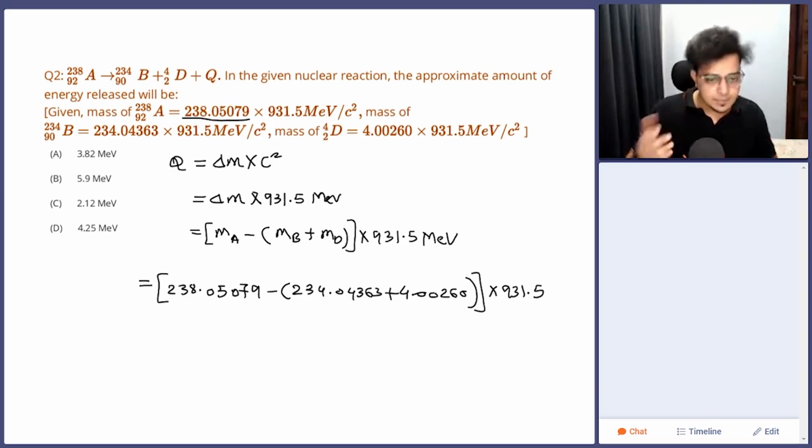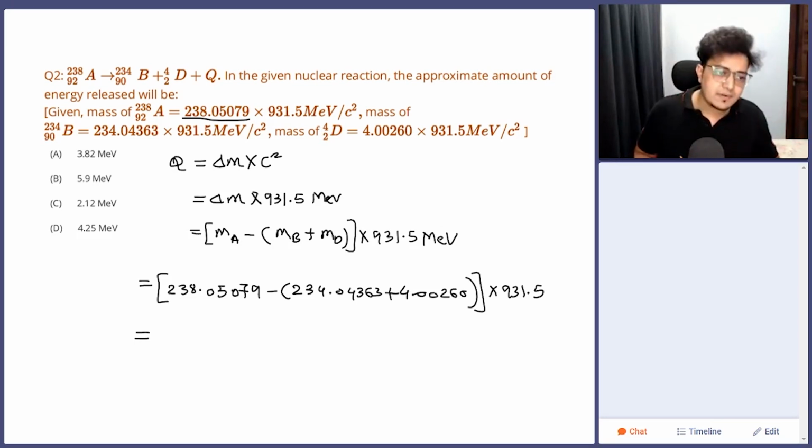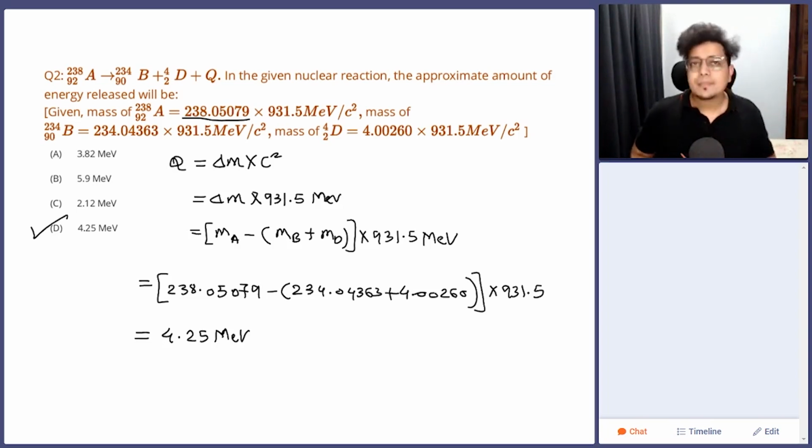Calculation, I am assuming you guys can manage. I hope so. And then multiply by 931.5. You will get the answer. Approximate answers are also fine because options are far away: 4.2, 3.8, 2.1, 5.9. Okay, so this calculation I believe you can execute completely, and the final answer that you should get is 5.25 mega electron volt. That is option D.